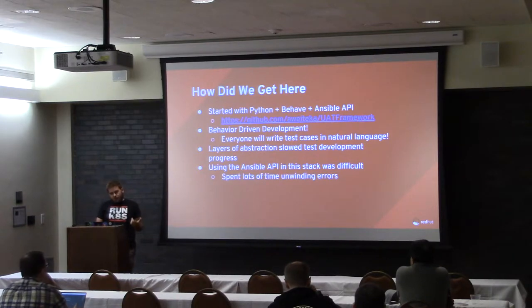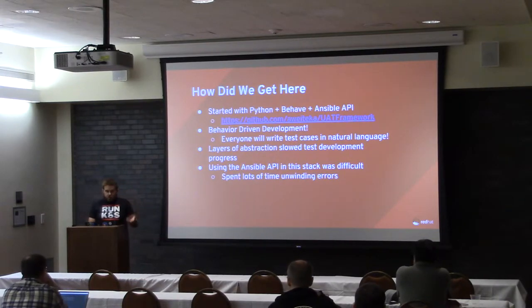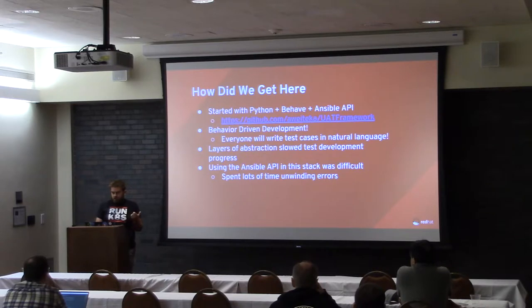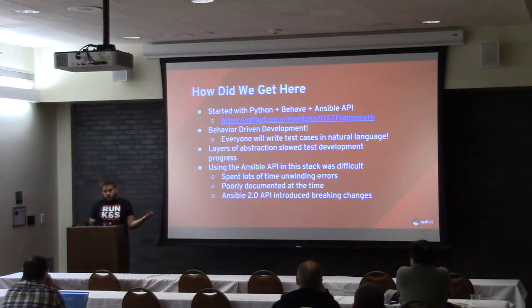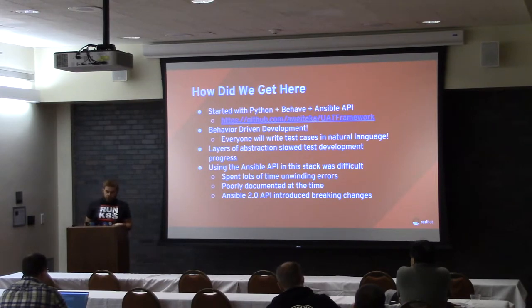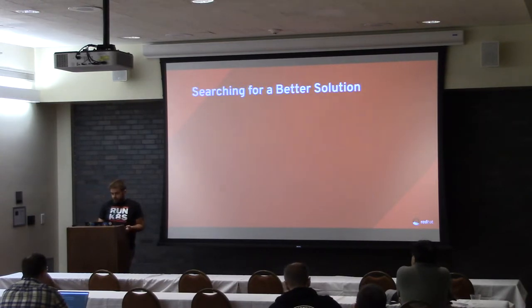So it was a weird juxtaposition. So we spent a lot of time unwinding errors, like I said, going through the abstraction and figuring out where the problems existed. The API was really poorly documented. I was basically in the Python shell saying help on the different functions, trying to figure out what it did. And then when Ansible 2.0 came out, it was a whole new API that introduced a lot of breaking changes, and all of a sudden we were left with a decision point. Do we continue to try to push this framework forward, or do we try to go in a different direction?